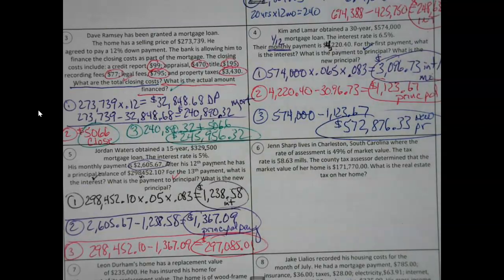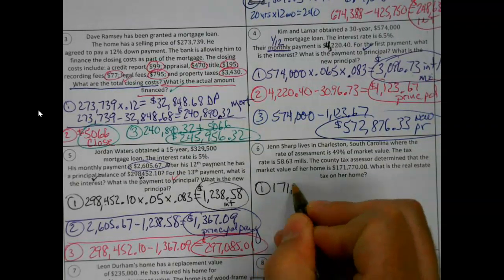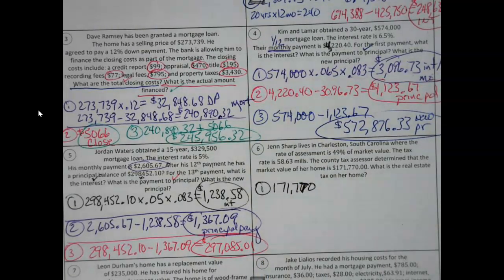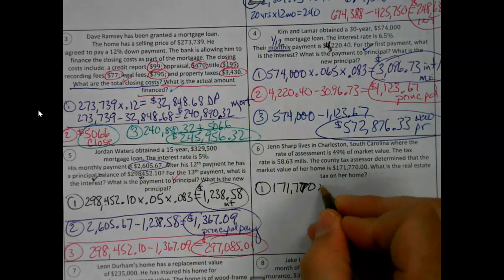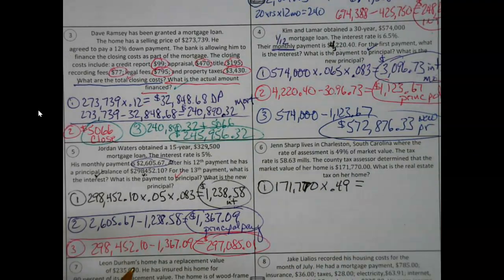So then we move into the world of tax with this. Jen's living in Charleston, South Carolina. Rate of assessment's 49% of market value. Tax rate's 58.63 mils. The county assessor determined that the market value of her home is $171,770. What's the real estate tax on her home? Okay. Steps again. Okay, $171,770. Only being assessed at 49%. That would be wonderful.